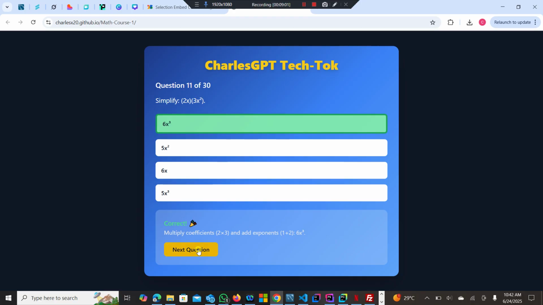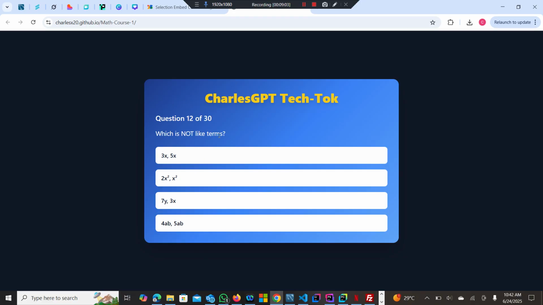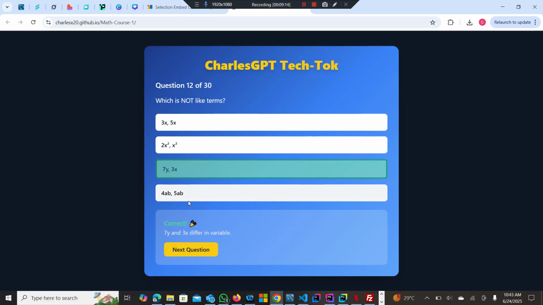So the next one, which of these is not like terms? Even by looking at it, you know the one that is not like terms. These two have x, this one has y and x, and this one has ab and ab. So this is not like terms. 7y and 3x differ in variable.